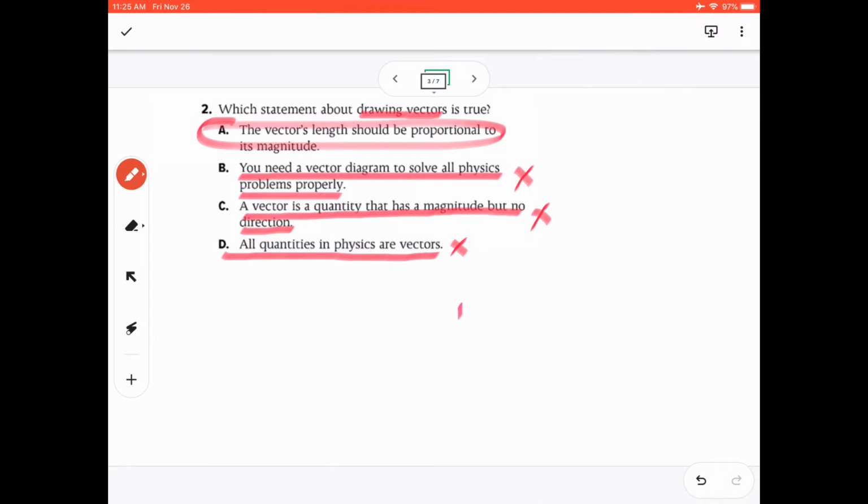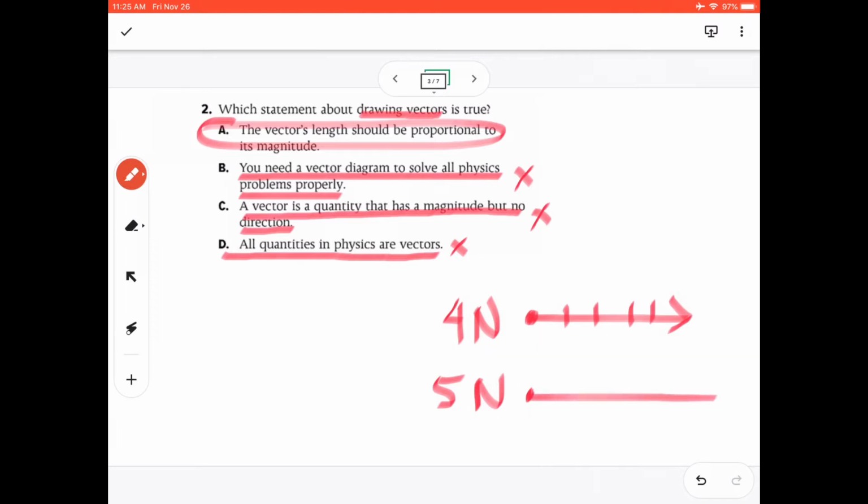Let's say, for example, we have a 4 Newton vector. We will use our rulers to draw 4 centimeters to represent 4 newtons. And if it's 5 newtons, we use our rulers to draw something with 5 centimeters to represent 5 newtons.